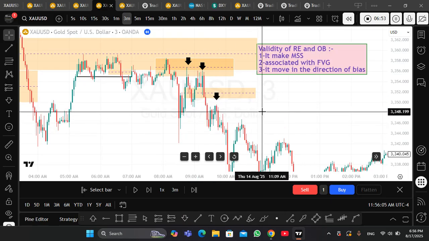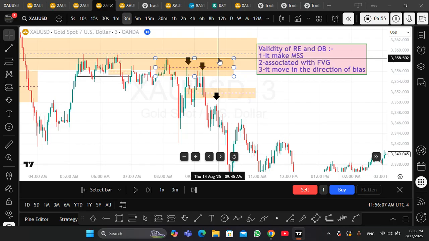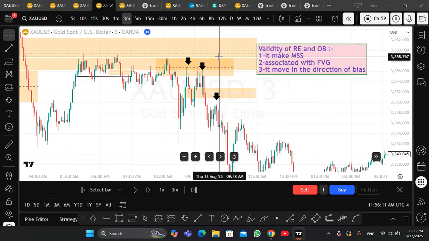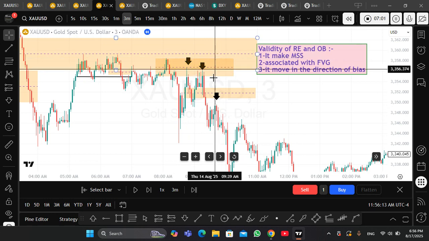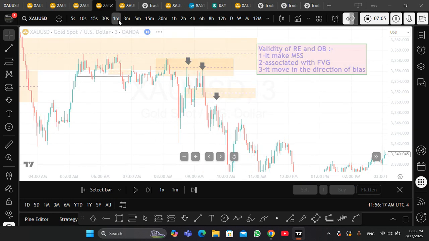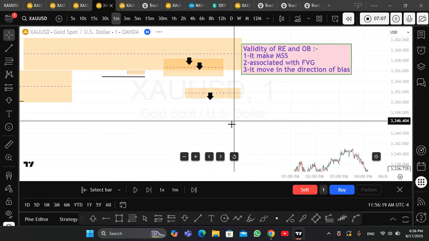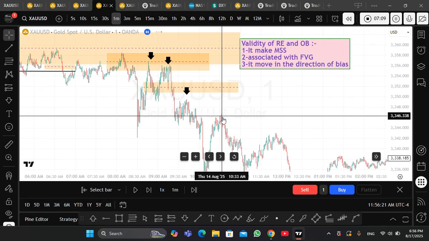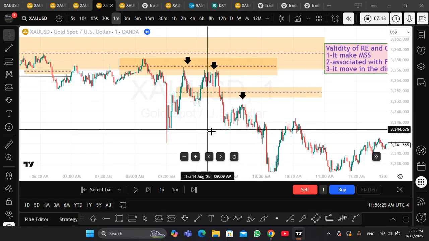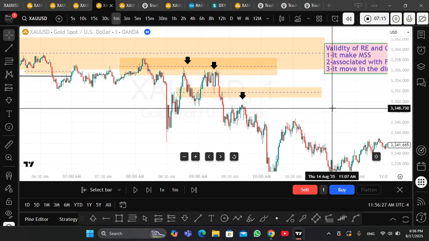Once you sell here again, you can put the stop loss above this. You can sell here, and sell here, and put the stop loss above this fair value gap and this rejection block. When I change it to 1 minute, I can see that the price is moving very beautifully.